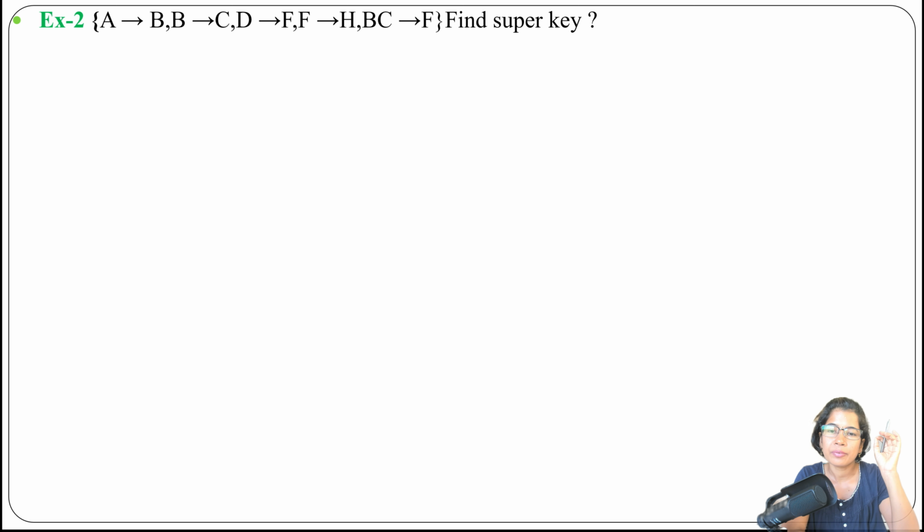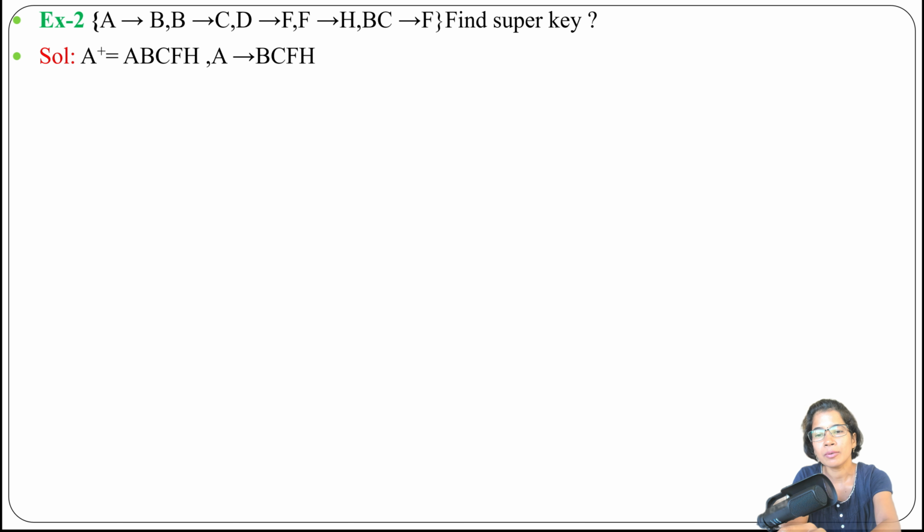So first try to find attribute closure of all the single attributes. If from a single attribute you cannot find all attributes, then combine 2. If from 2 attributes you cannot find, then combine 3 attributes. Like this you need to check.